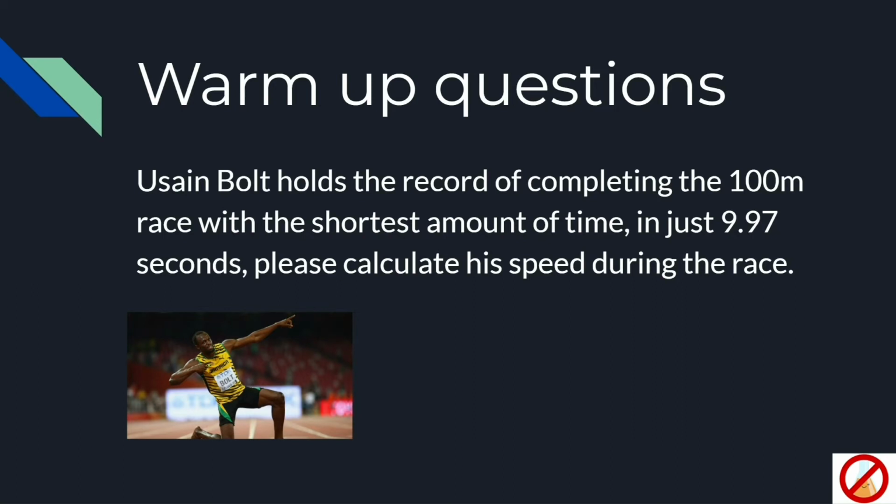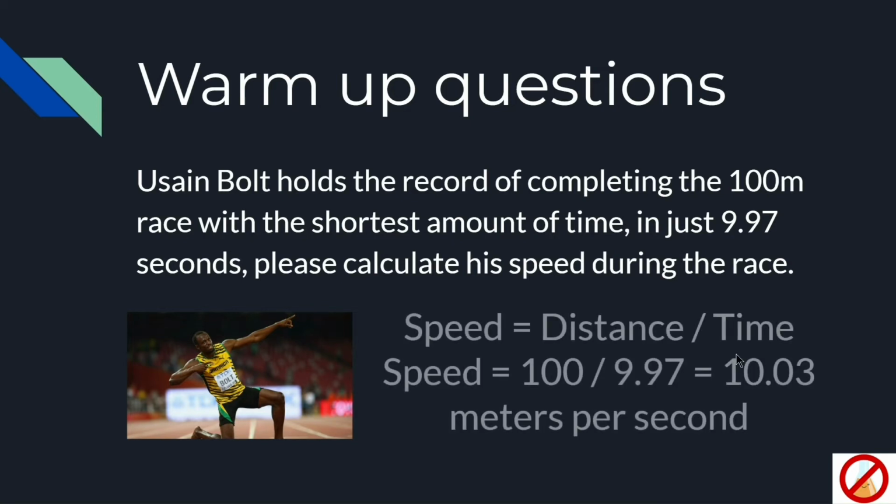It's just simple division work. So we got 100 meters and 9.97 seconds. In this case, we can list out the formula. Speed equals distance divided by time. It will be 100 divided by 9.97, which gives us 10.03 meters per second. So that will be his speed during the race. And what does that actually mean? It means that Usain Bolt is capable of running 10.03 meters every second. That's what speed actually means.